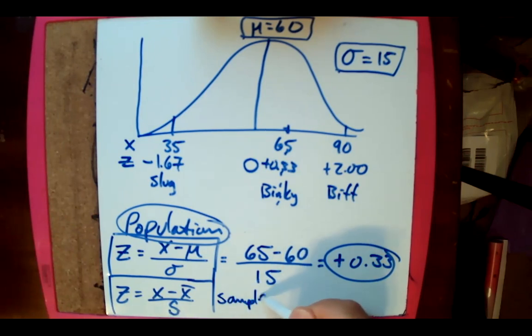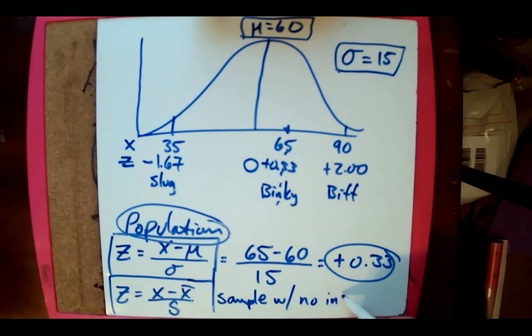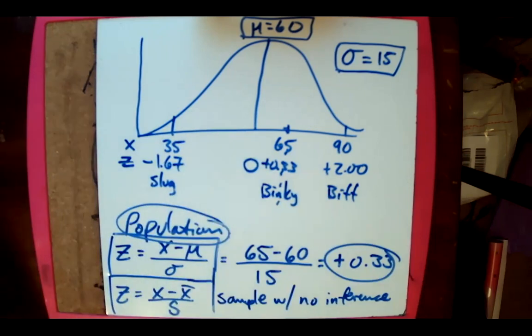But this, I would say, is for a sample with no inference. So if you're just going to talk about your sample and you're not going to say, here's what I got for my sample, and therefore it means this for the population at large, you just want to talk about your sample alone, you might see different notation in that regard. But it's essentially the same thing, right? I just don't want you to be confused by that in case you run into that issue.